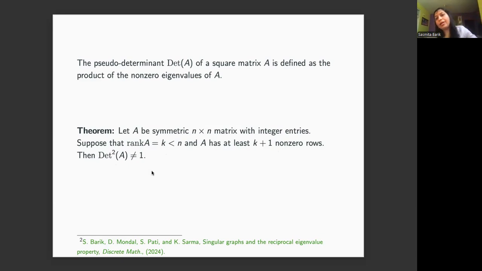So this is one observation that we got: we use linear algebra techniques in graph theory, but from this graph theory result you can conclude this is a good result for matrices.